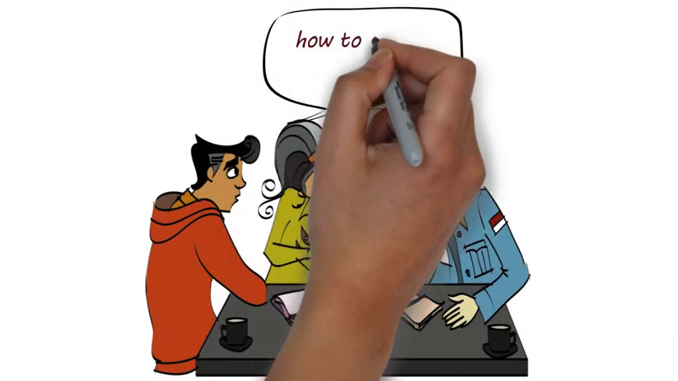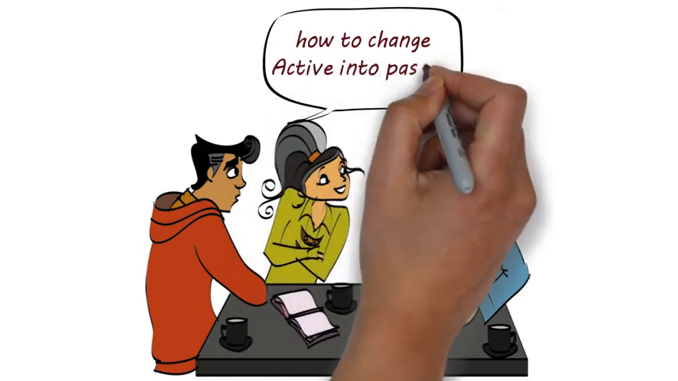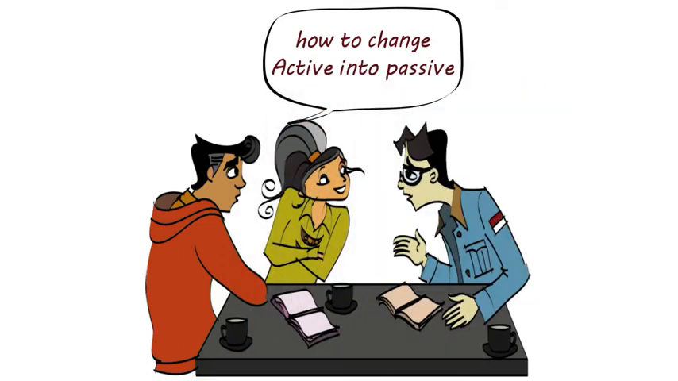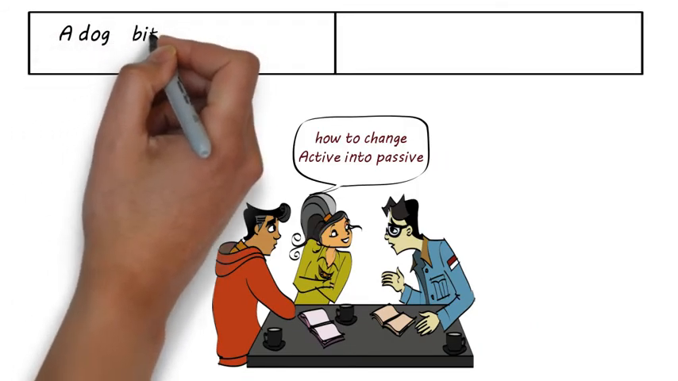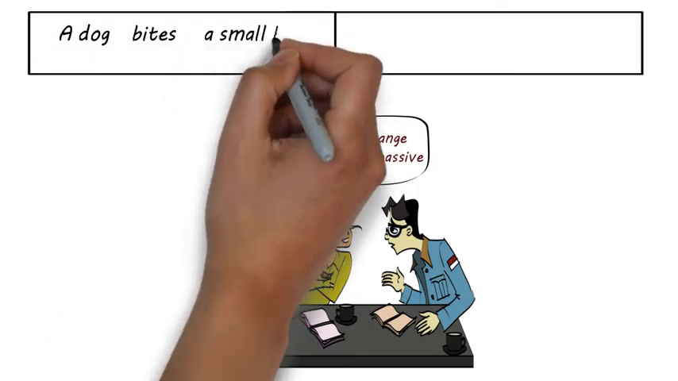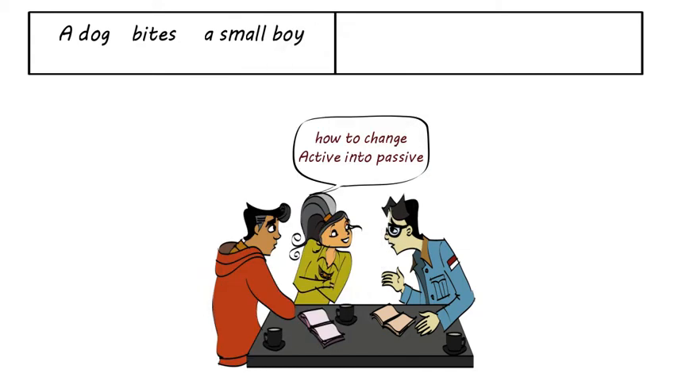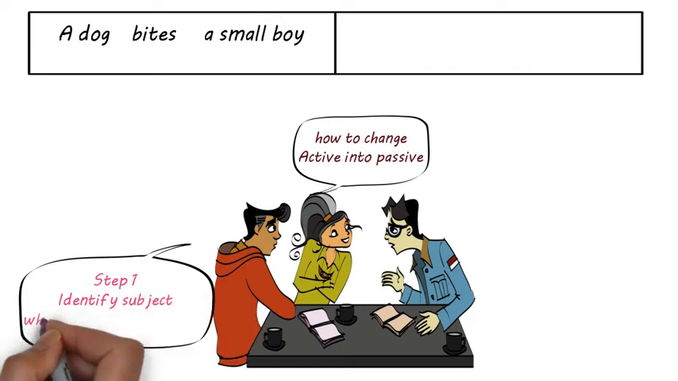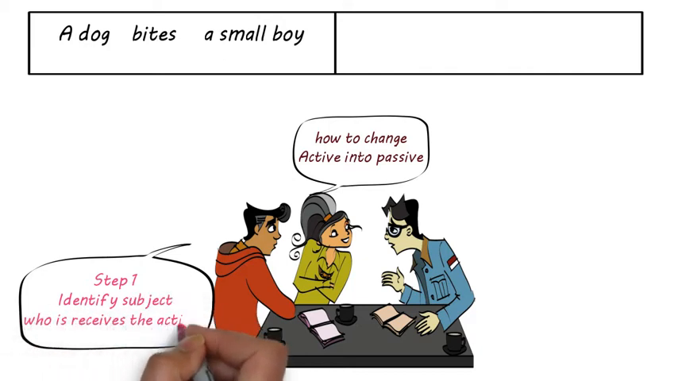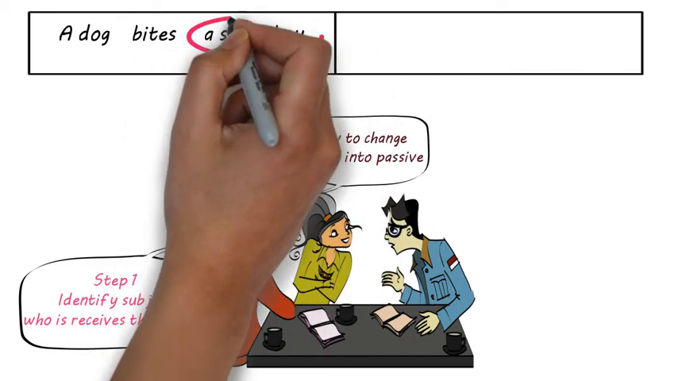Next, we learn how to change active into passive construction. Well, changing active into passive construction is a simple matter. What do we do? Step 1. Make the object of the active sentence into the subject of the passive sentence. In other words, how do we know the subject of the passive sentence? We only identify the object of the sentence, who is to receive the action.